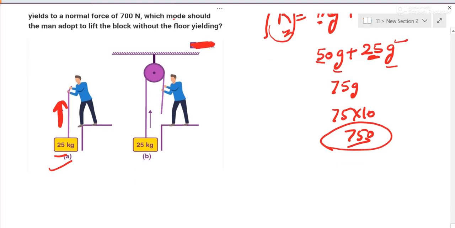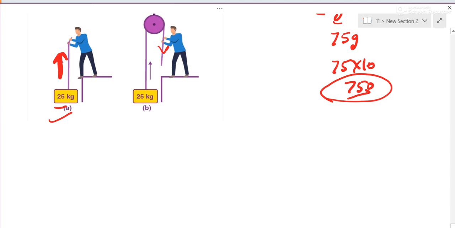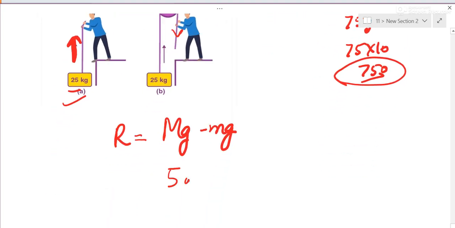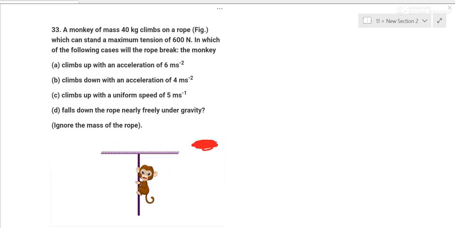Now let us see the second case. In the second case, the force is downward. So you know in case of moving downward what happens. Normal reaction is less than the weight. Whichever is higher, you keep that first and then the smaller mg. So the man's weight first, which is 50, I think, yeah. 50 into g minus 25 into g. So here it is 25g, that is 250, it is less than 700. So this is the safer method, so you can use this.